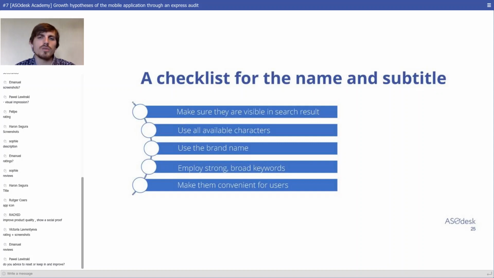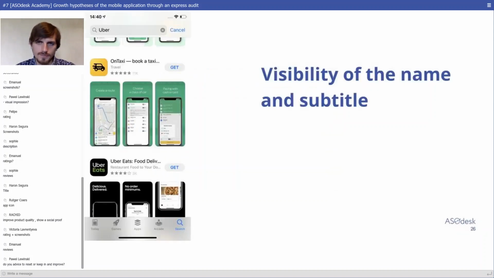We should check whether we are employing really strong broad keywords. And the last point, we were talking about this point when we talked about the Google Play optimization: to make the title convenient for the user, understandable. So let's look in detail at each point.